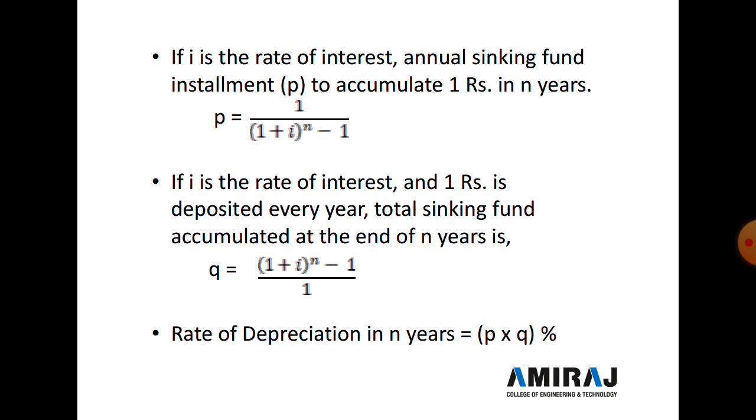Now if I is the rate of interest and the annual sinking fund installment to accumulate 1 rupee in a year, then P is 1 divided by ((1 plus I) raised to n minus 1). And if I is the rate of interest and 1 rupee is deposited every year, the total sinking fund accumulated at the end of the year is Q equal to ((1 plus I) raised to n minus 1) divided by I. So the rate of depreciation in a year is P multiplied by Q in the form of a percentage.